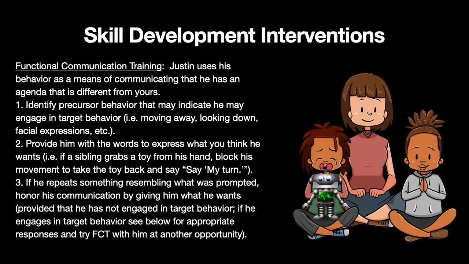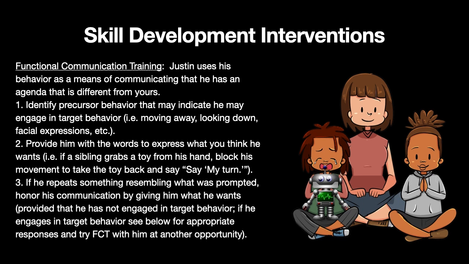Here's an example of instructions for implementing functional communication training. As with antecedent interventions, make the examples specific to situations that relate to your learner. Functional communication training: Justin uses his behavior as a means of communicating that he has an agenda that is different from yours. First, identify precursor behavior that may indicate he may engage in target behavior, including moving away, looking down, or specific facial expressions. Second, provide him with the words to express what you think he wants.